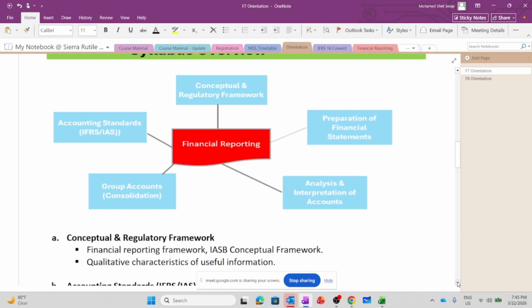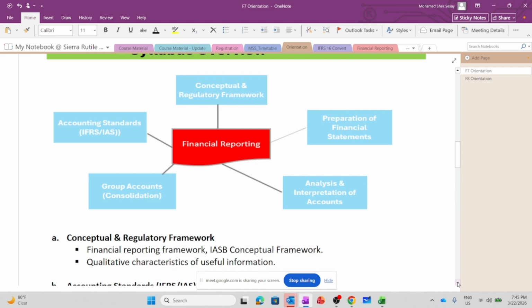For example, IAS 16 is talking about property, plant, and equipment. You need to know when to capitalize. You need to know when to de-recognize. You need to know when to recognize an asset or when you don't need to recognize an asset. Basically, you need to know how to depreciate your assets. You need to know how to unwind in case of decommissioning, whichever the situation might be.